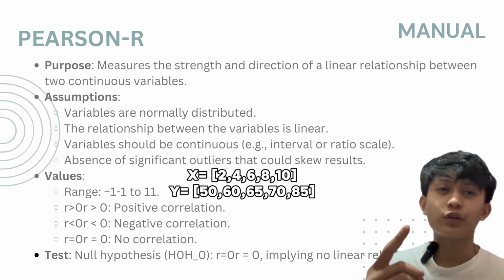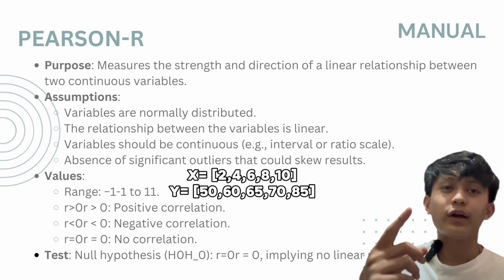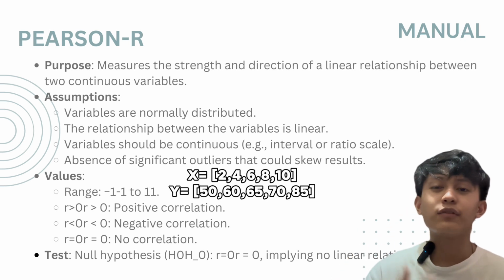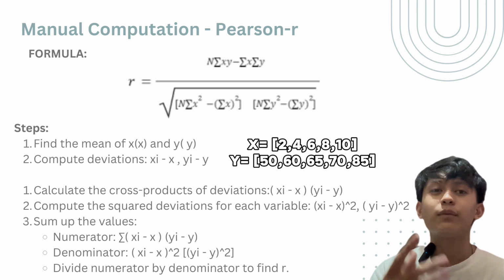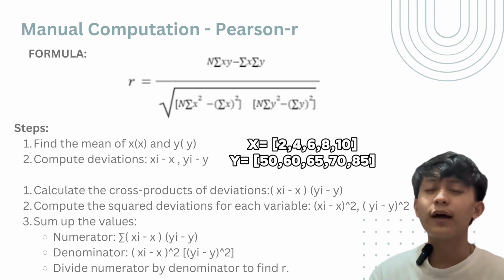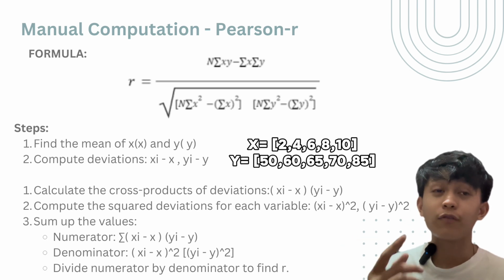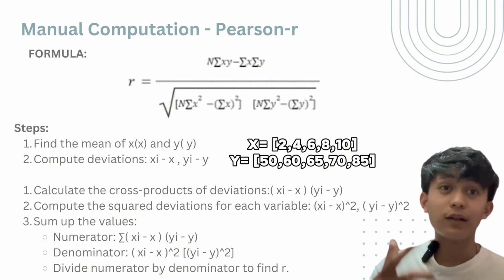X equals 2, 4, 6, 8, and 10. Y equals 50, 60, 65, 70, and 85. To compute Pearson R, we follow these steps. Find the mean of x and y. For x, we add all the values and divide by the number of values. Then we repeat that for y.